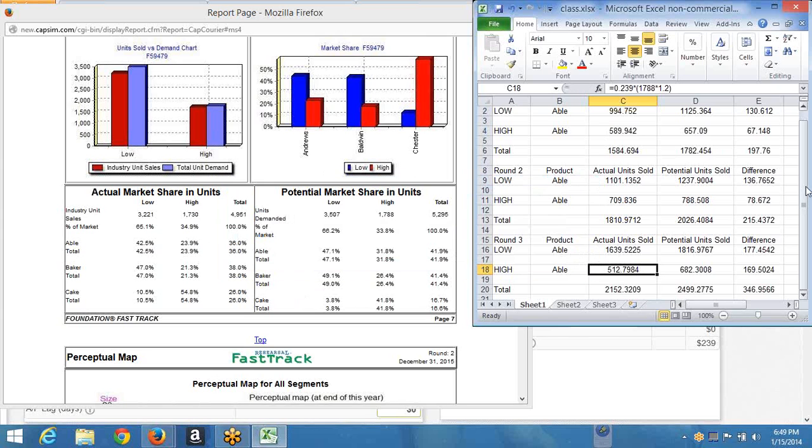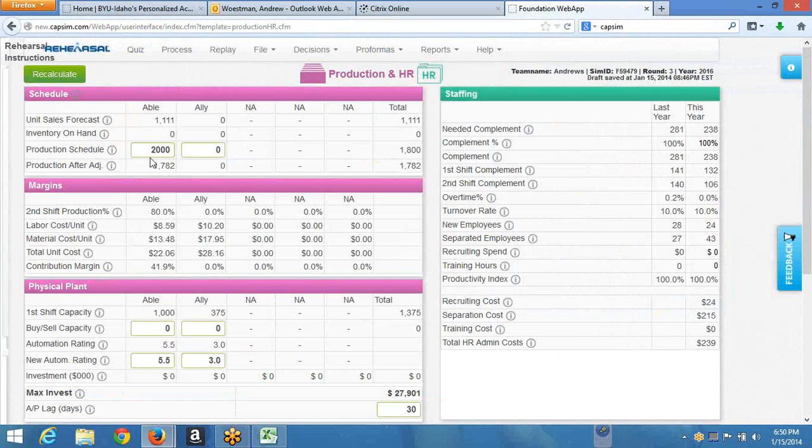Sorry about that, guys. And then this will tell me in the range of what I could sell. So I could sell 2,499 products total, units total, with 2,152. So I look at this and I say, okay, I want to sell 2,500 products. I can sell 2,000 products of Able, but I also have Allie. Allie can sell double her shift capacity. So this is where it gets a little tricky because Allie could sell 750.